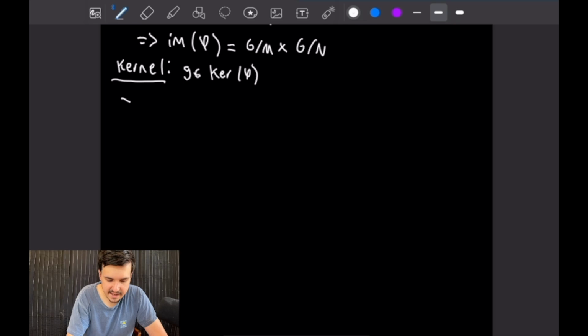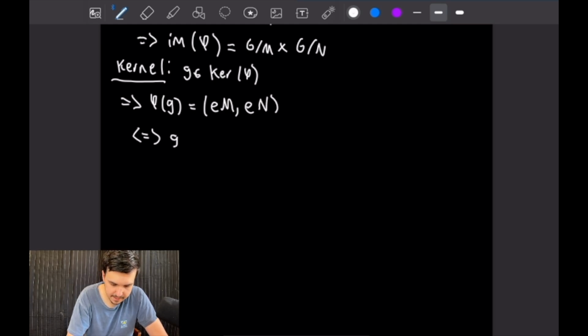Well, that means that phi of our element g must be equal to the identity in our codomain, which in this case would be equal to (e times m, e times n). But by the definition of our function, that is true if and only if g times m is equal to e times m, and in parallel that g times n is equal to e times n.